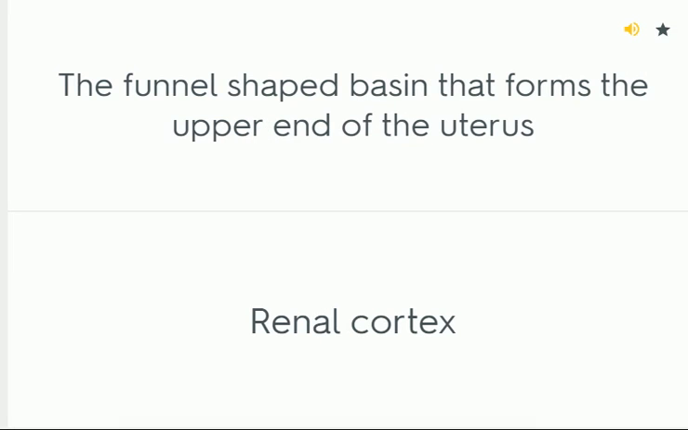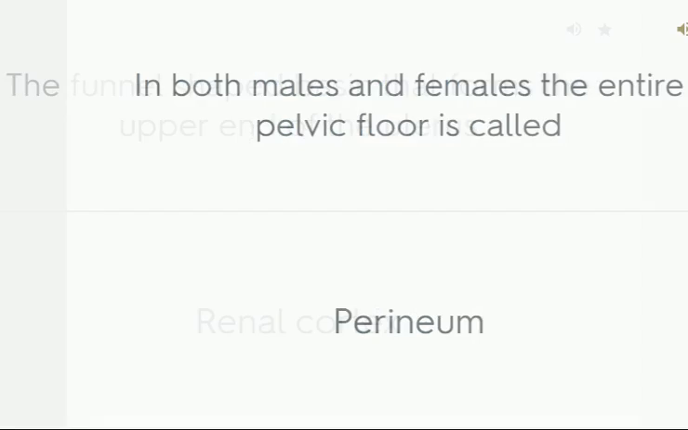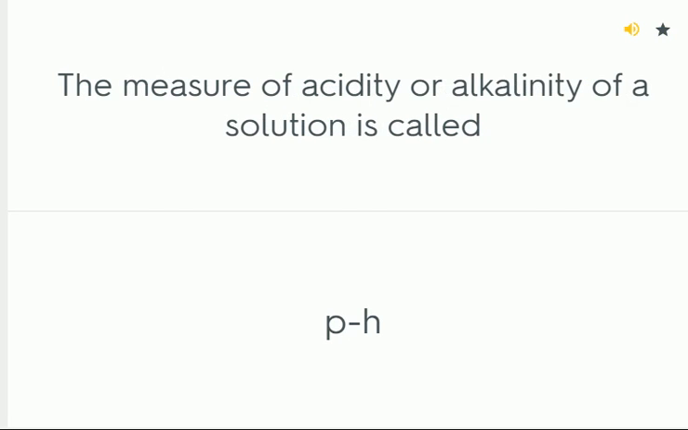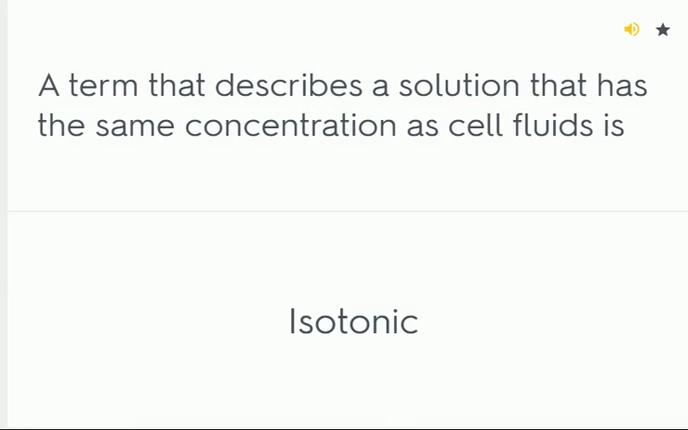The funnel-shaped basin that forms the upper end of the ureter, renal cortex. In both males and females, the entire pelvic floor is called perineum. The measure of acidity or alkalinity of a solution is called pH. A term that describes a solution that has the same concentration as cell fluids is isotonic.